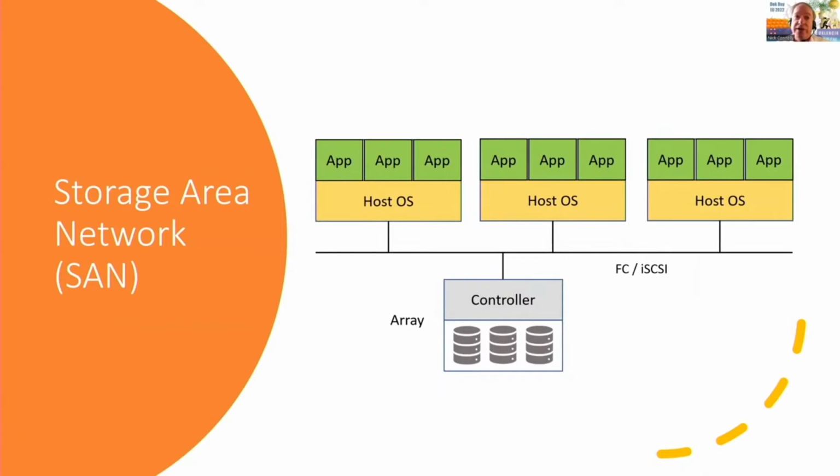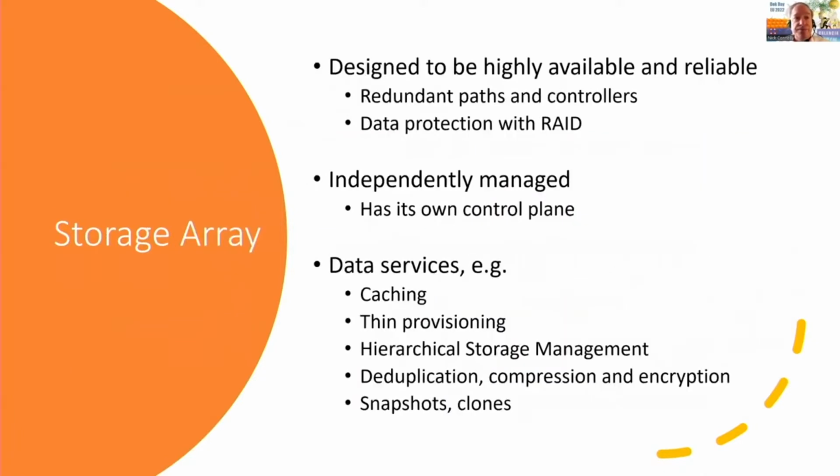A storage array connects multiple disks to the network as a single unit. They're designed to be highly available and reliable. They include redundant paths and controllers and protect the data with some level of RAID. Arrays are managed independently of the servers they connect to and have their own control plane. Typically, data services such as caching, thin provisioning, HSM, deduplication, compression, encryption, and snapshots will be provided.